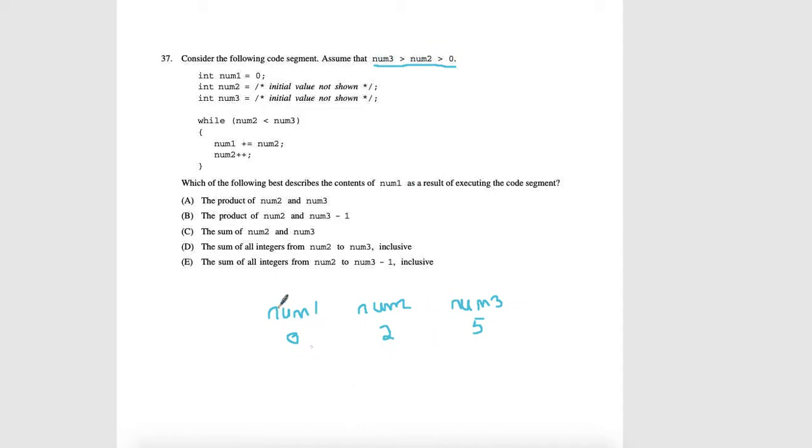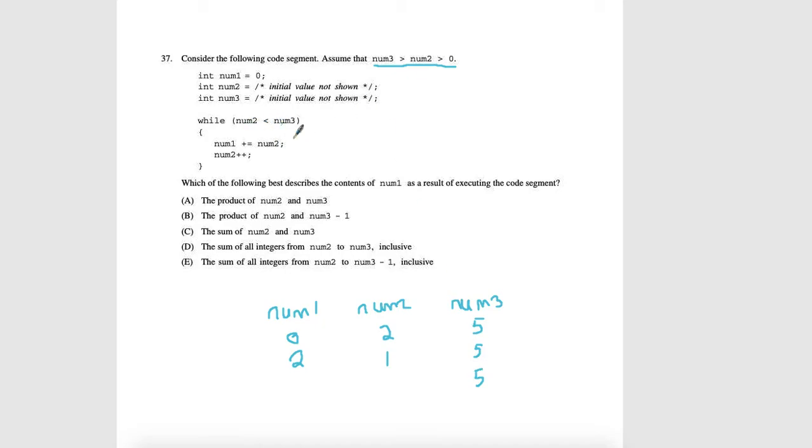So let's trace, and by doing a trace here, we should be able to eliminate most, if not, and probably 4 of these. So let's see how we do. So start with the while loop. Is num2 less than num3? In other words, is 2 less than 5? Of course it is. So num1 increments by a value of num2. So num1 becomes 2. Num2 is incremented by 1. Clearly num3 will just stay as 5 all the way down this list.